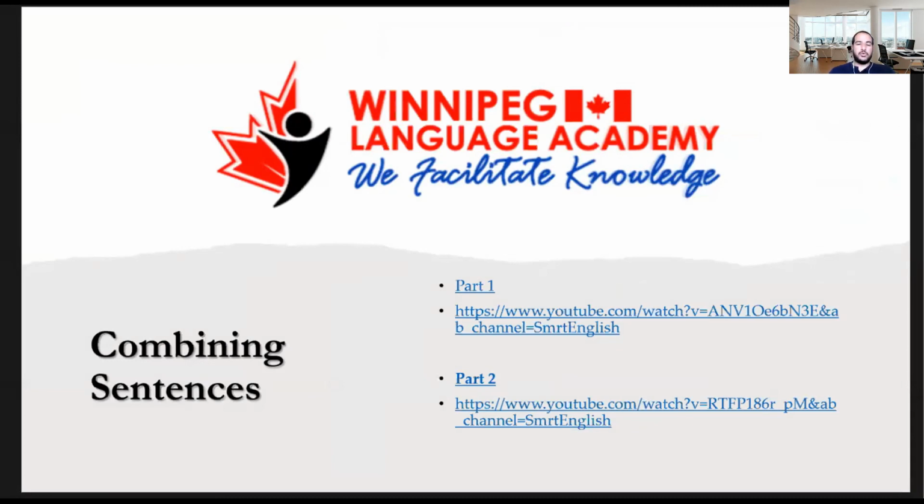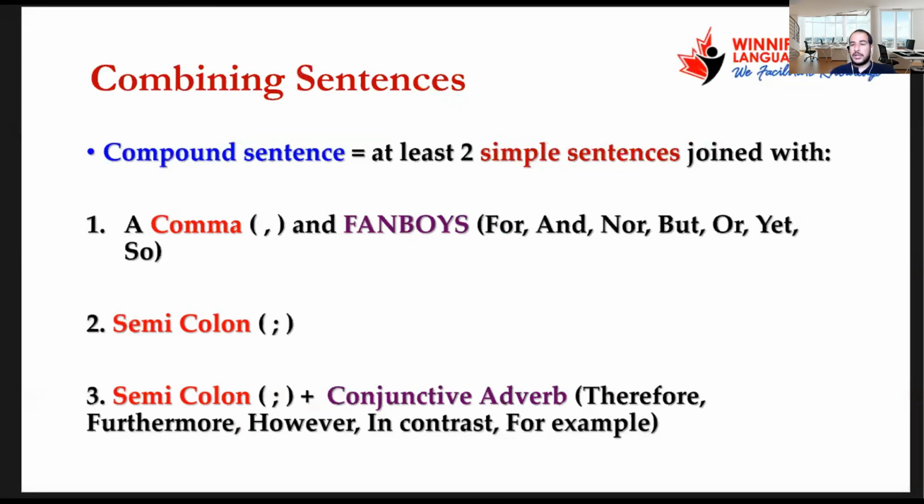Now, moving on, there is a second part, but we will postpone it to next week because I think it's a lot for you to absorb. Could you please all keep your mics muted? So again, in order to make a compound sentence, you need at least two simple sentences, and they are joined with one of the fanboys, a semicolon, or a semicolon and conjunctive adverb.